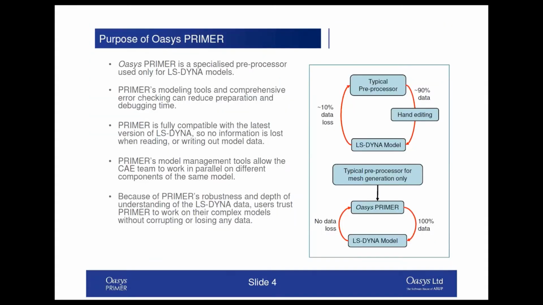So the purpose of Oasys PRIMER, it's a specialized preprocessor used only for LS-DYNA models. PRIMER's modeling tools and comprehensive error checking can reduce preparation and debugging time. PRIMER is fully compatible with the latest version of LS-DYNA, so no information is lost when reading or writing out of model data. PRIMER's model management tool allows the CAE teams to work in parallel on different components of the same model. Because of PRIMER's robustness and depth of understanding of the LS-DYNA data deck, users trust PRIMER to work on their complex models without corrupting or losing any data.